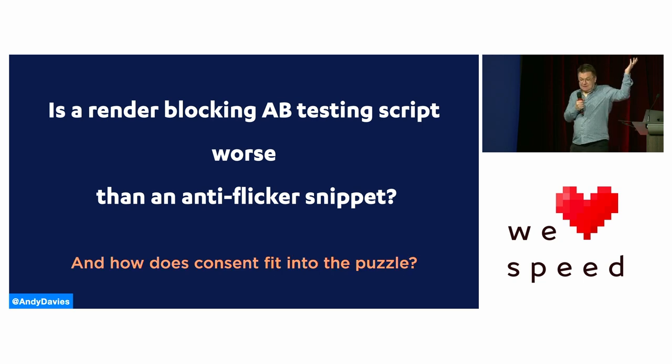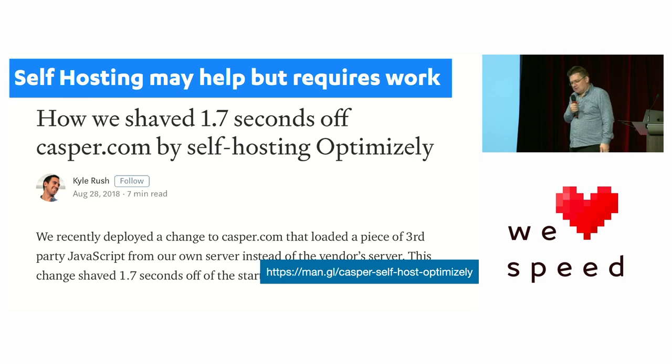And you know, how does it fit into the consent? How can you do A/B testing until you have the consent of the visitor? It's hard. Casper got around this by actually self-hosting the Optimizely script. Optimizely have the option that you can use it with Edge workers now, which helps. But some of these decisions around the start of page load are really, really hard.